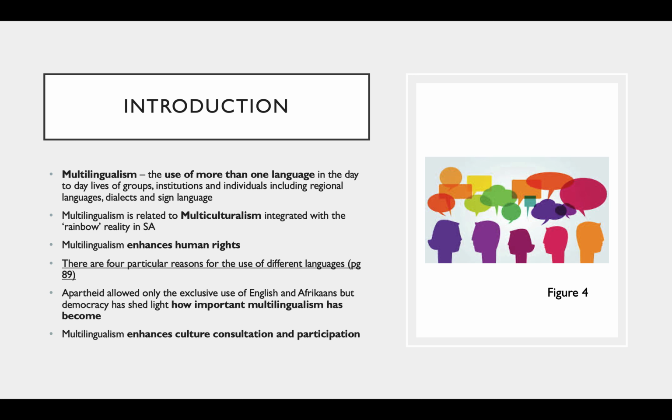And then, of course, when there are two languages that someone can speak, it means that they are bilingual. Multilingualism is directly related to multiculturalism. This also takes into effect the rainbow reality in South Africa, the rainbow nation that it is, that we have so many languages that become part of our culture. This is important for our culture of consultation and participation as well. And it enhances our human rights to acknowledge that we have all these languages. It's important in South Africa especially to recognize the cultural diversity of different languages.